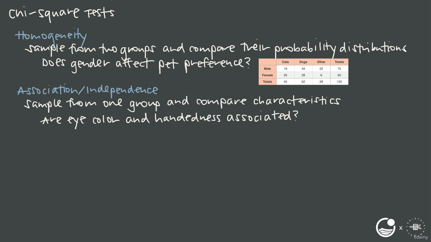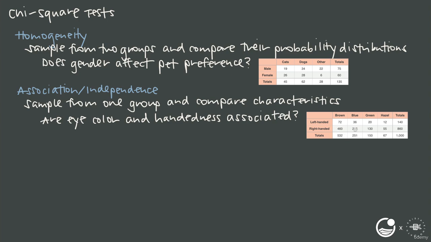Another kind of test we can run with chi-squared is a chi-squared test for association or independence. In this kind of test, we sample from one group and we compare characteristics for that same group. For instance, we could compare eye color and handedness, so whether someone is left-handed or right-handed, for the same set of individuals. We might make a data table that looks like this. So we pull a sample of people, all from the same population, and we record whether they are left-handed or right-handed in contrast with their eye color.